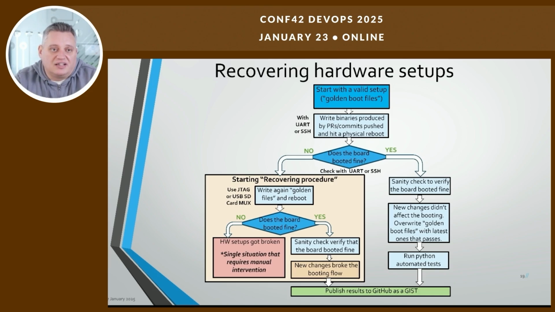However, the rare scenario when the hardware setups are physically damaged remains the single situation that requires manual intervention. This recovery mechanism ensures that the testing framework remains resilient, minimizes the downtime, and increases the efficiency of the testing framework.